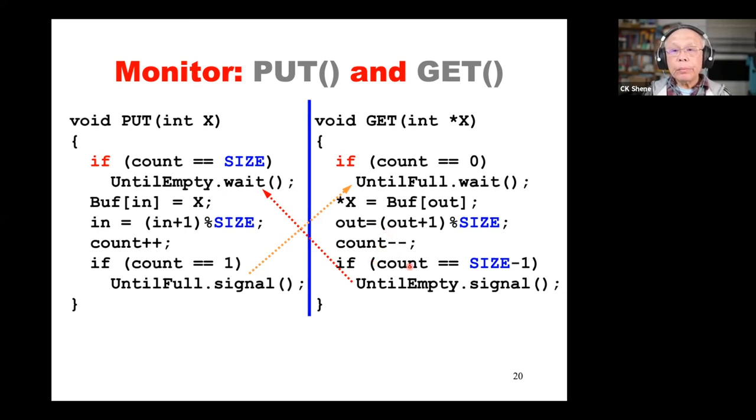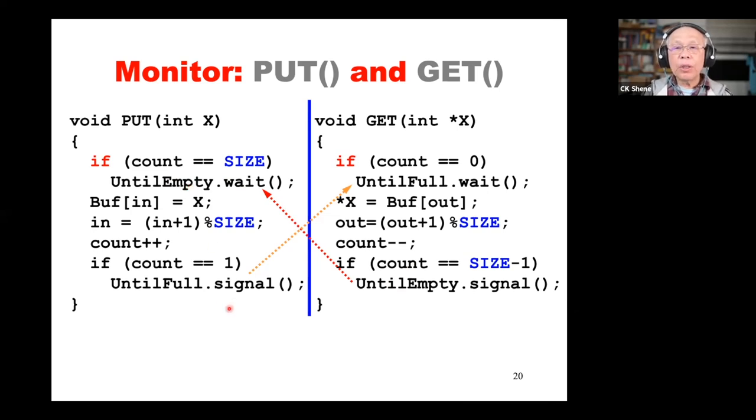Now, if the new counter is equal to size minus one, it means previously the buffer was full. Therefore, this consumer must signal until not full. If previously the buffer was full, then some producer may be waiting there. As a result, this consumer must signal until not full so that one of the producers could go from here.